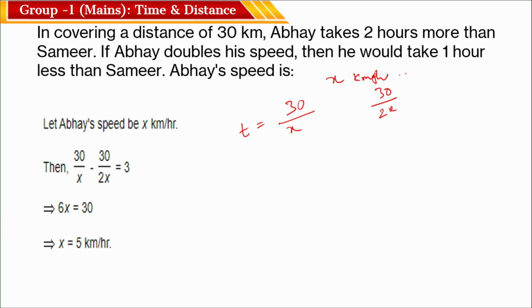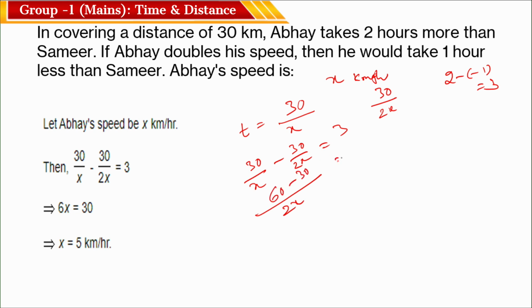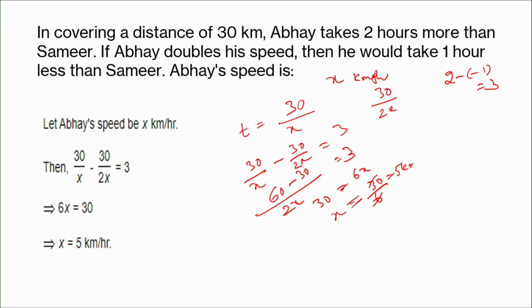Then he takes 1 hour less than Sameer, where previously it was 2 hours more. So it is 2 minus of minus 1, which is 3. You can say 30 by x minus 30 by 2x is equal to 3. The LCM of x and 2x is 2x, as you know. So 60 minus 30 is 30, correct? Or simply you can say 30 is equal to 3 into 2x, which is 6x, or x is equal to 30 by 6, which is 5 kmph.